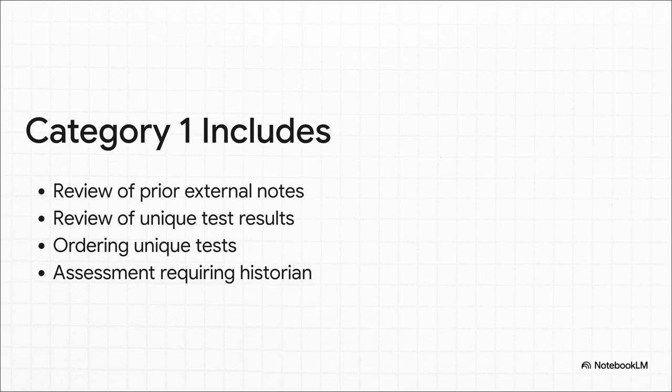It includes reviewing prior external notes from unique sources, reviewing the results of unique tests, ordering unique tests, and assessments that require an independent historian. And what's really amazing here is that you can just sum these different elements together to hit your required threshold. It's literally like gathering ingredients for a recipe.